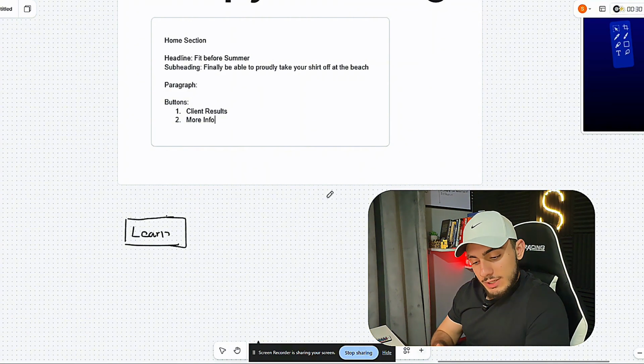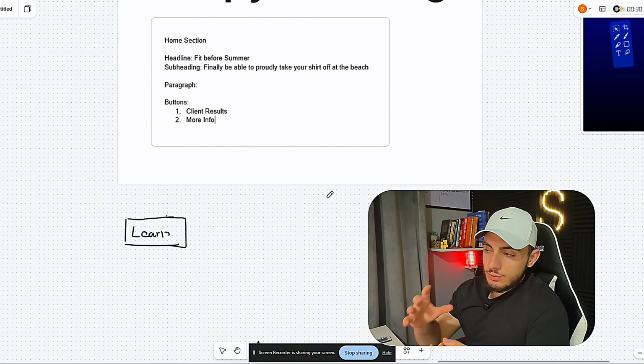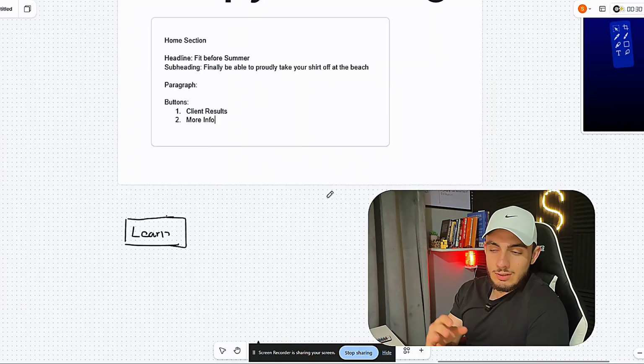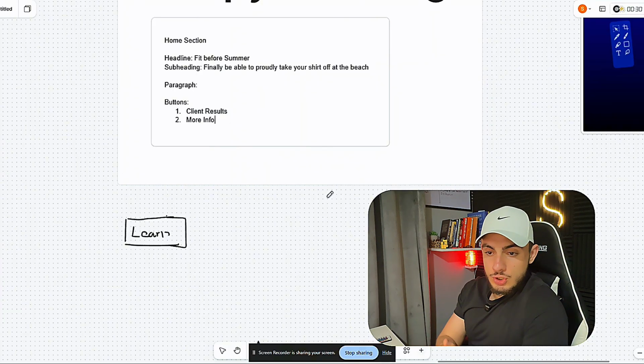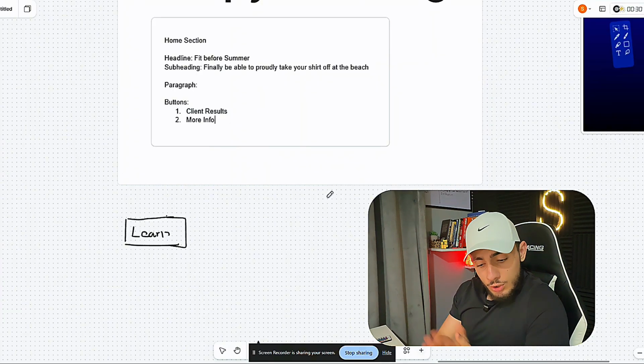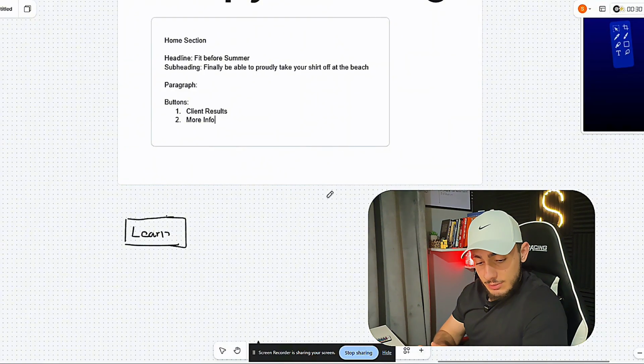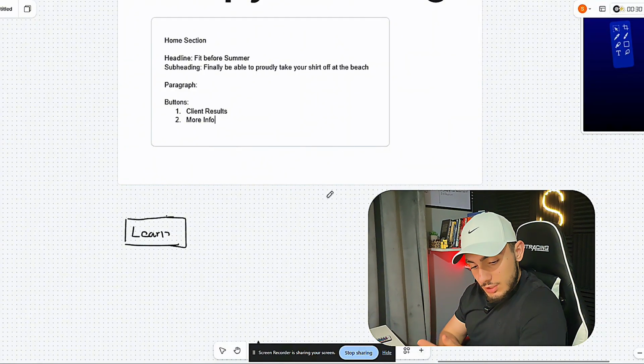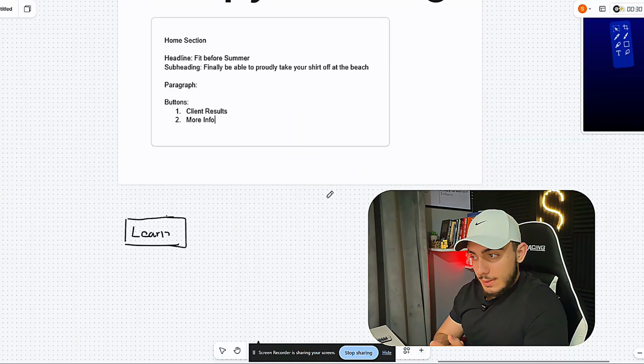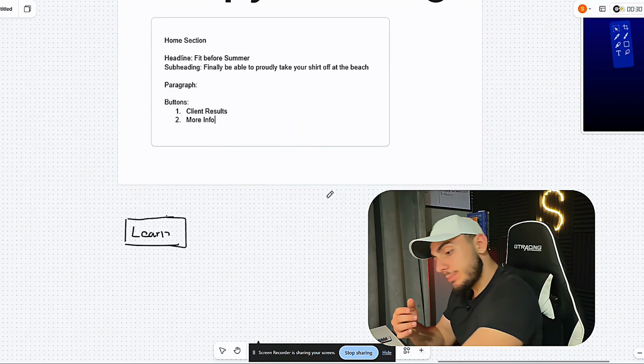Then what you basically want to do after you understand what each section's mission is, you want to write out what the headings and the subheadings and the paragraphs and the buttons are going to be saying for each of those sections. And you want to have it as personalized as you can.